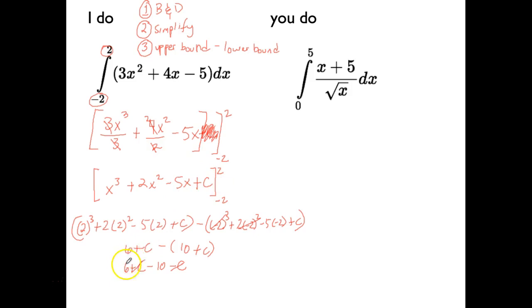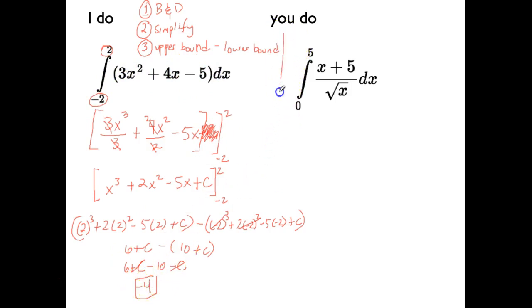Okay, we just need to finish this off. 6 minus 10 would give me negative 4. And that's going to be the area from negative 2 to 2 of this function. So from negative 2 to 2, most of this function is below the x-axis since we got a negative value.